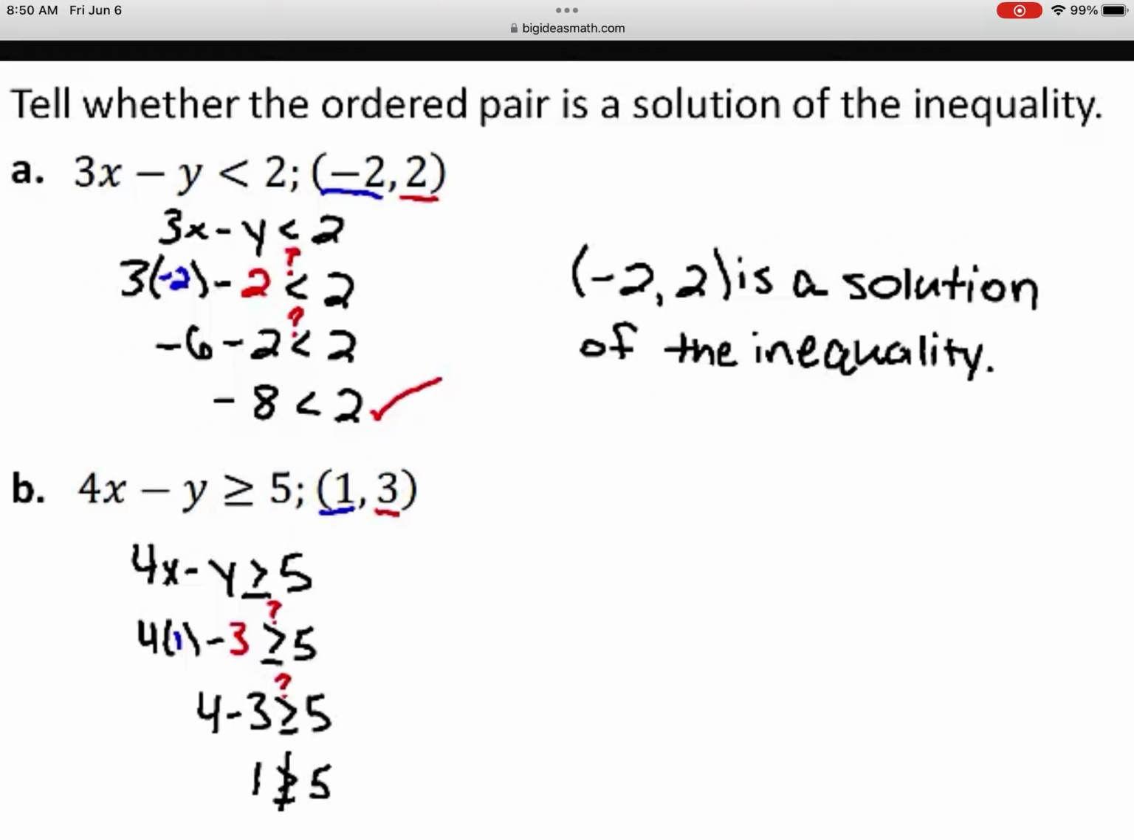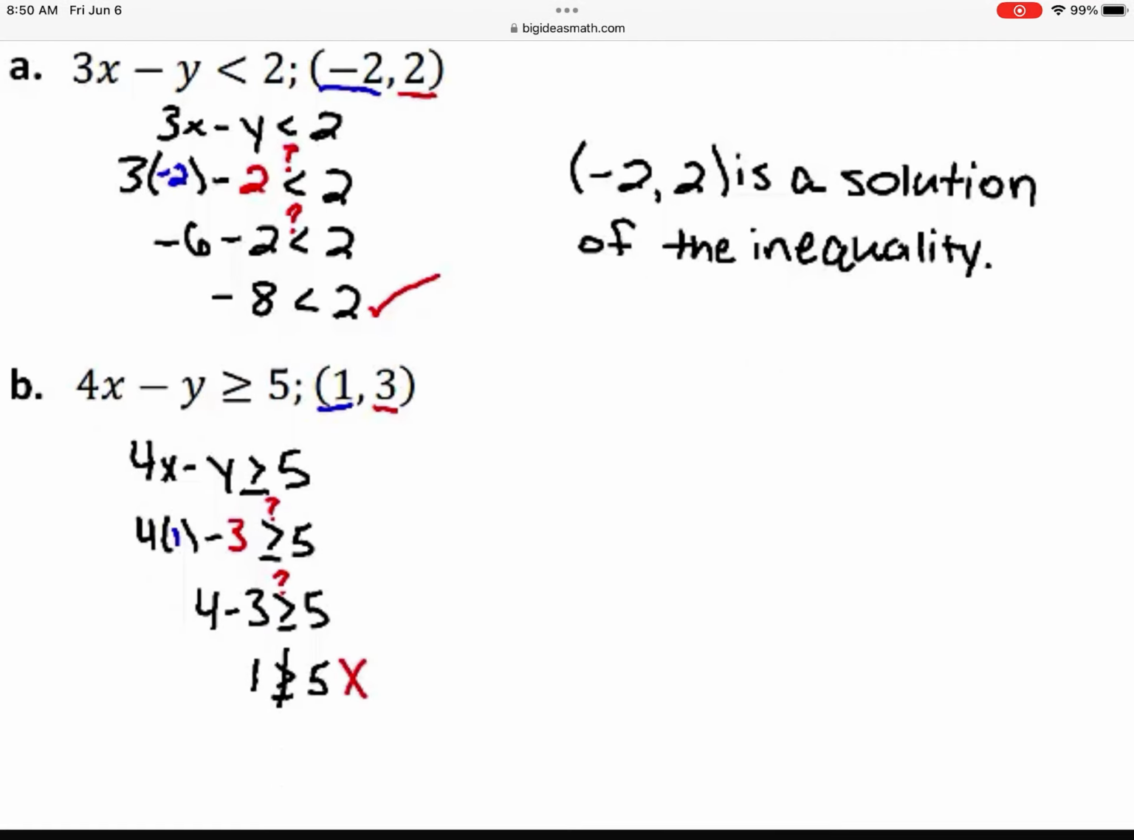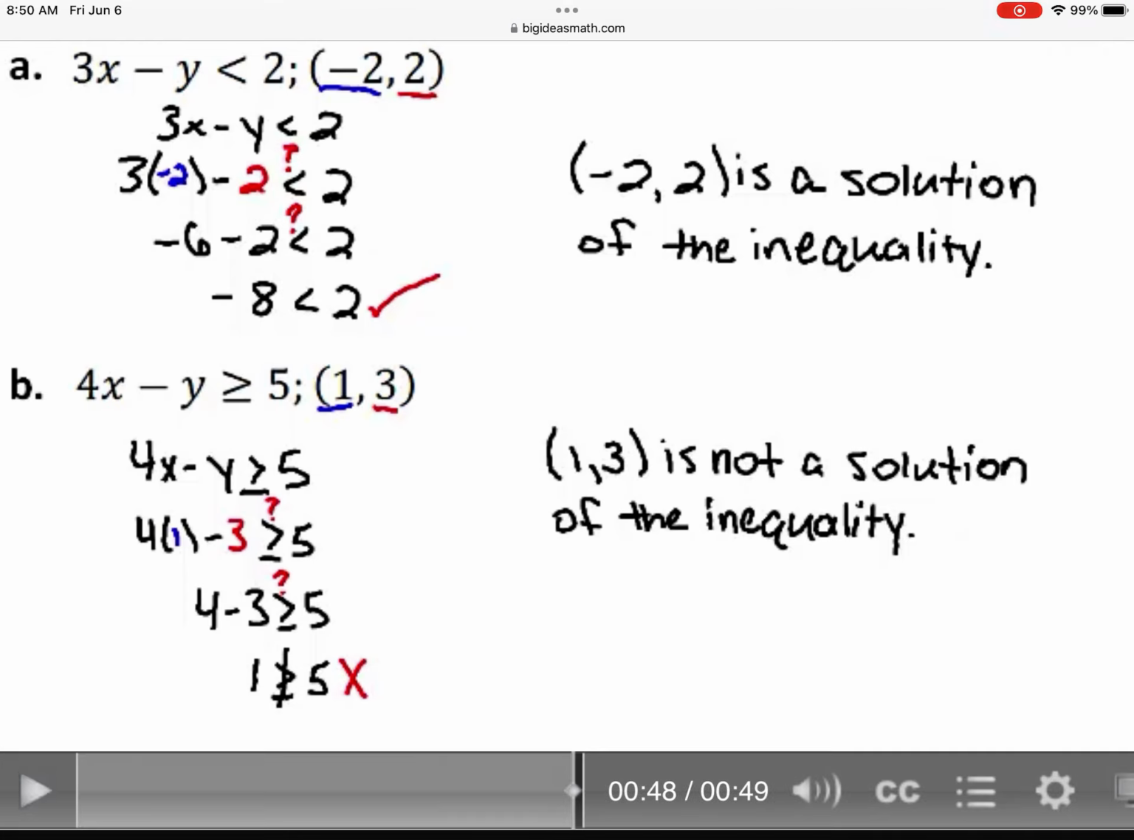1 is not greater than or equal to 5, so 1 is greater than or equal to 5 is a false statement. This means 1, 3 is not a solution of the inequality.